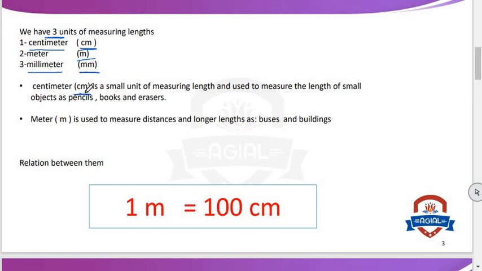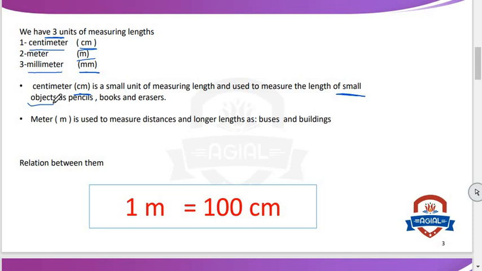What is the meaning of centimeter? Centimeter, a small unit of measuring length, okay? Centimeter is a small unit of measuring length and used to measure the length of small objects. Like what? Like the length of pencil, the length of pen, the length of book, the length of rubber, the length of your pencil case, and so on. We use what? Centimeter, okay?